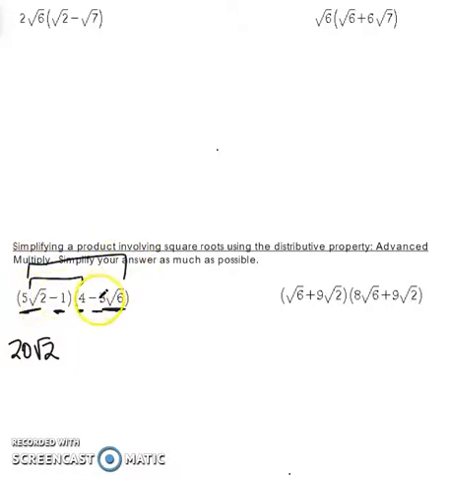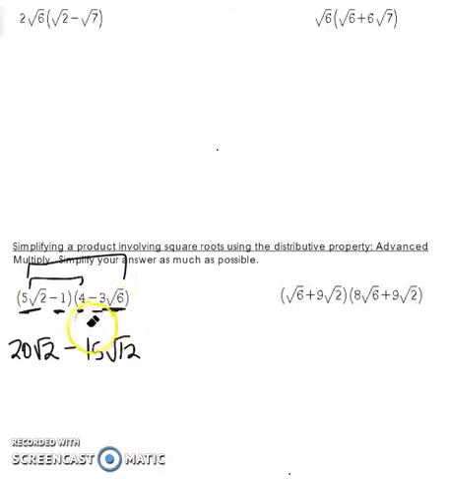What about our outer? 5 root 2 times negative 3 root 6. Don't forget that negative. So what are we going to get? Well, we're definitely going to get a negative. 3 times 5 is 15. And root 2 times root 6 is root 12. Okay, good. Broke that up, right?